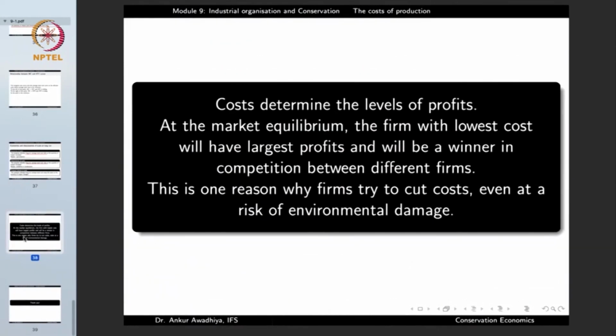So to summarize, costs determine the levels of profits. At the market equilibrium, the firm with the lowest cost will have the largest profits and will be a winner in the competition between different firms, which is why every firm wants to be a winner and so it tries to lower the cost. And this is the reason why firms try to cut the cost even at the risk of environmental damage.